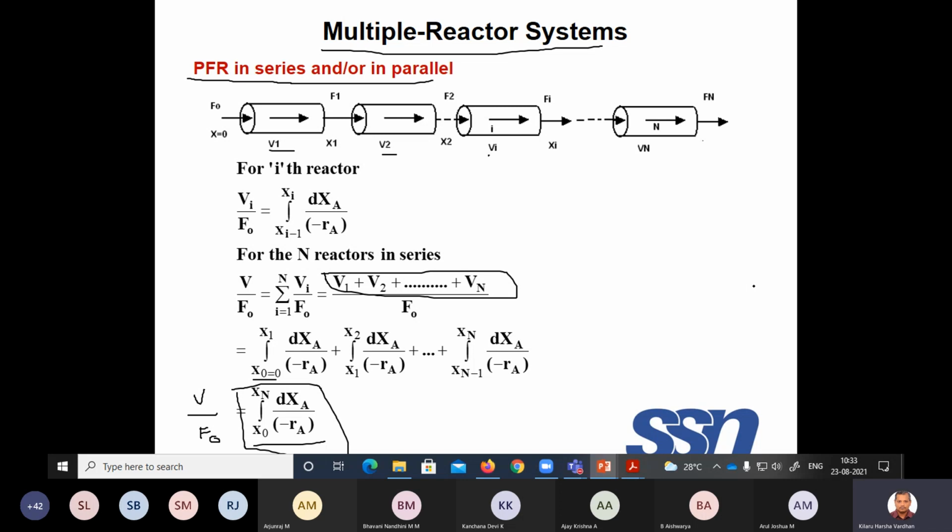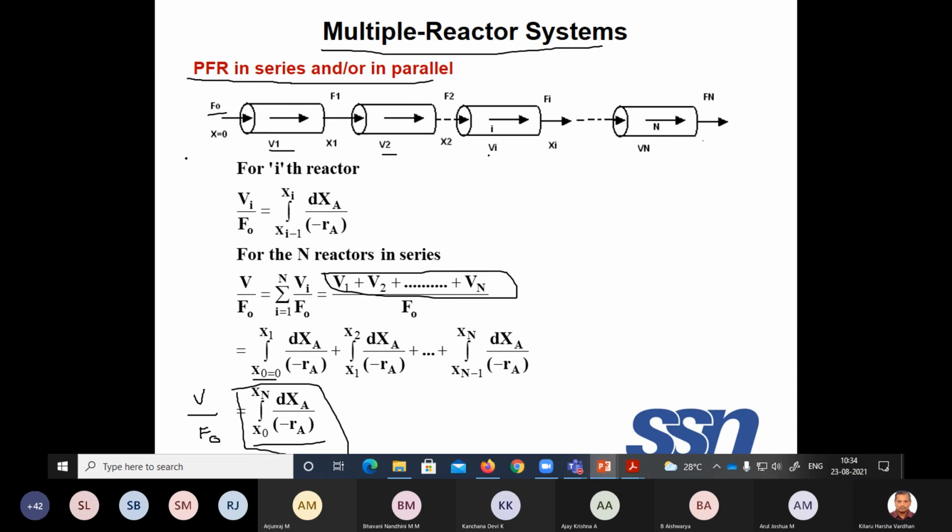This is only for PFR, right? Either the volume can be same or volume can be different or whatever it is. So you calculate the volume here, here, here, and here. Let the volume be around 50 here, 50 here, 50 here, and 50. Some 4 reactors having a volume of 50 each. Then what will be the volume? 200 liters. So you can eliminate these 4 reactors in series by putting one reactor having 200 liters of volume. The conversion is going to be the same for the same flow rate.